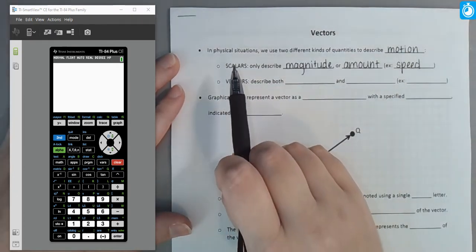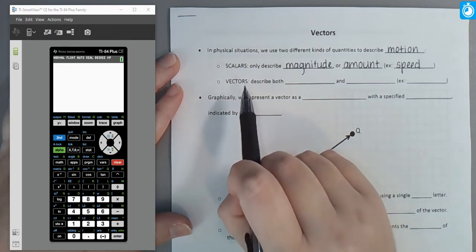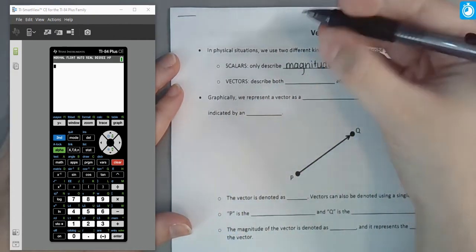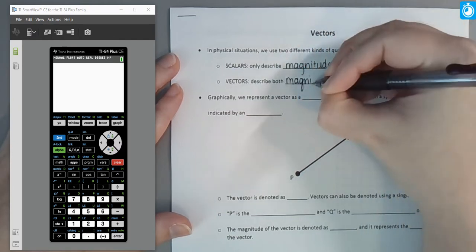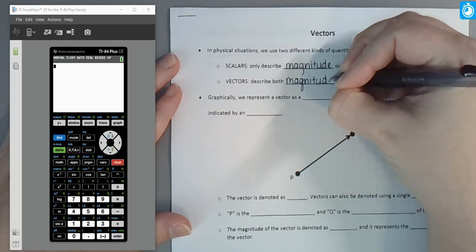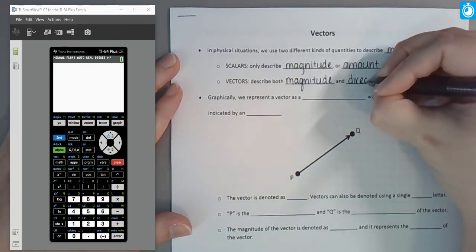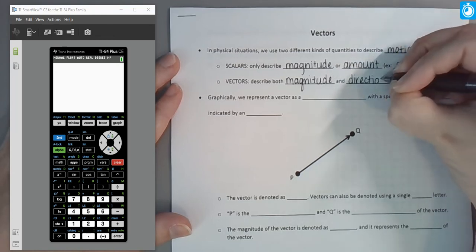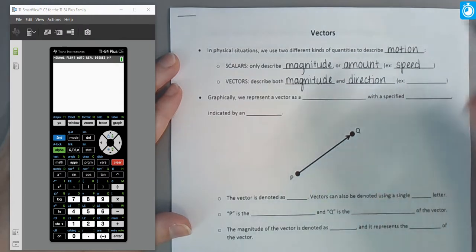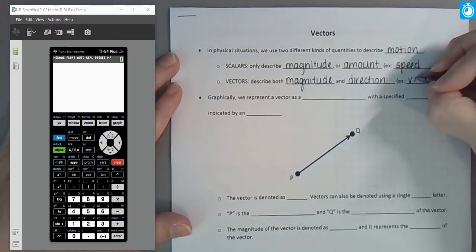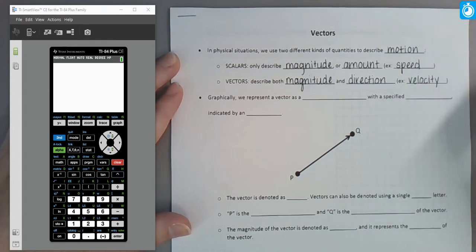Now a scalar can be altered in order to create a vector. A vector is a quantity that describes both magnitude, the amount of the quantity, and direction. So it's an amount expressed in a particular direction. The vector associated with the scalar speed is velocity. Velocity is speed in a particular direction.